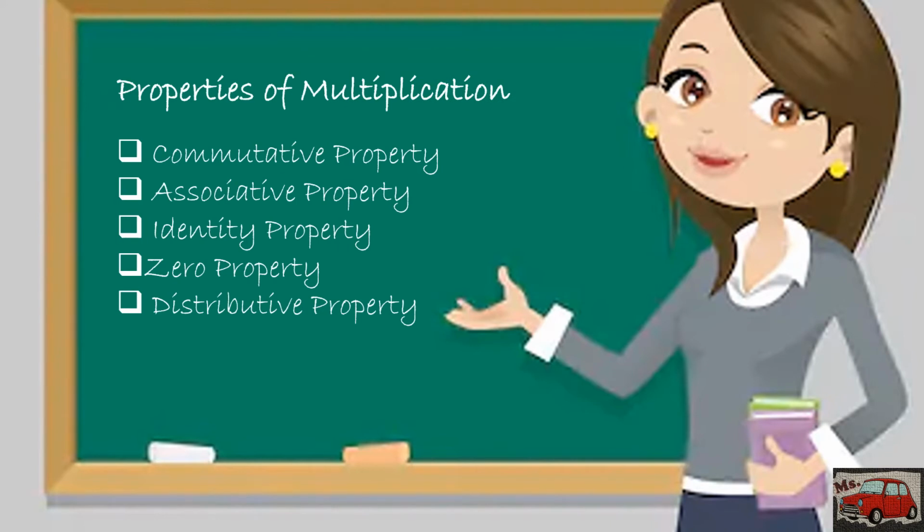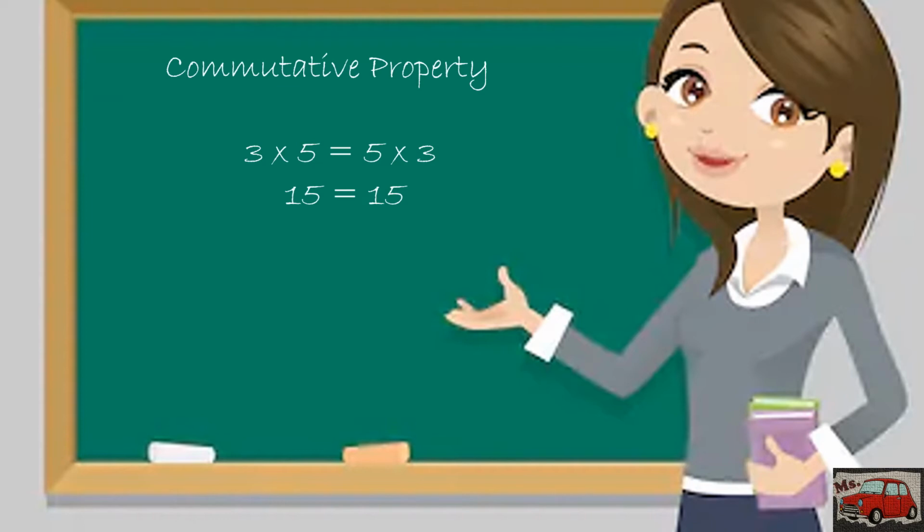Multiplication has 5 properties. It has commutative property, associative property, identity property, zero property, and distributive property. And pag-uusapan natin yung bawat property na yan. Commutative property of multiplication. Ibig sabihin, pag binaliktad mo yung mga factors mo, parehas lang yung magiging sagot. Example, 3 times 5, same lang yung sagot kapag ginawa mong 5 times 3, which is equals to 15.